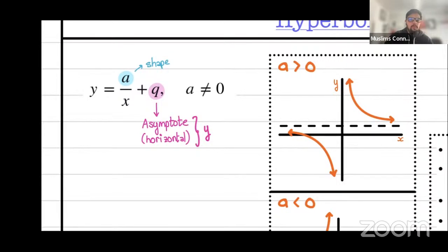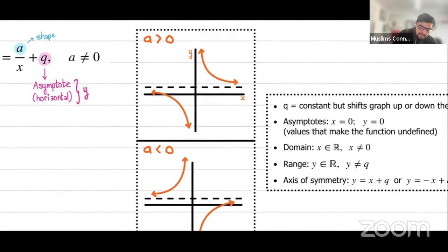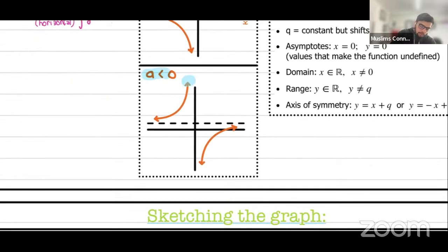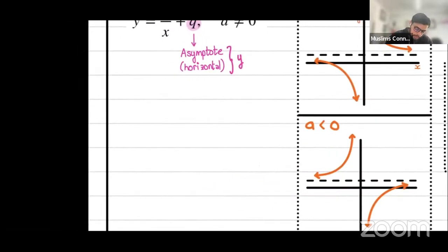Remember when we did parabola, when A is greater than 0, we have a smiley face. When A is less than 0, we have a sad face. So in this function, when A is greater than 0, we have the function top right and bottom left. When A is less than 0, then we have top left and bottom right of our asymptotes. So just keep in mind that we do have both.